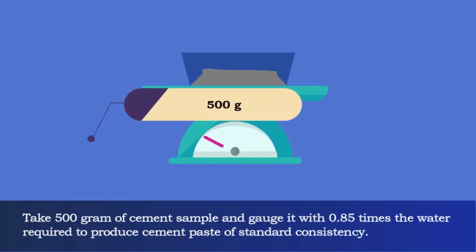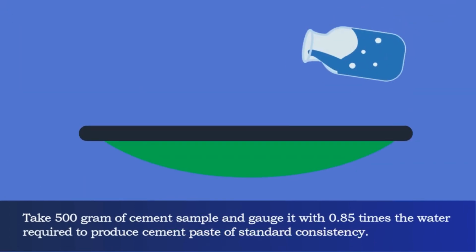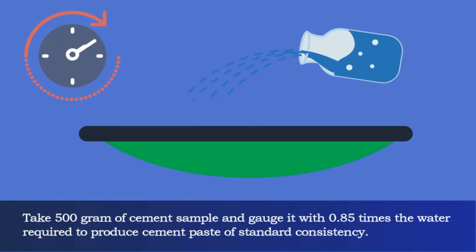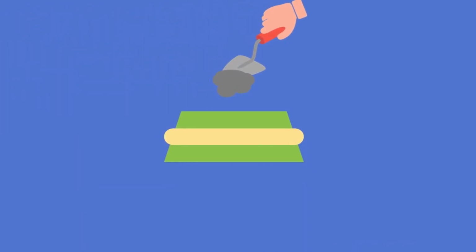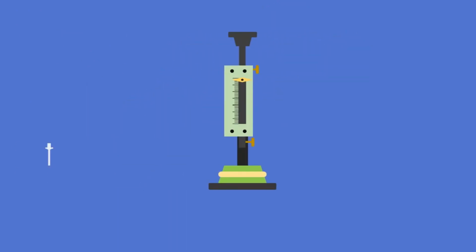So first we take 500 grams of cement sample and gauge it with 0.85 times the water required to produce cement paste of standard consistency. Once the paste is formed with 0.85 of standard consistency, then we put the paste in the Vicat mold and level it from the top. Then the Vicat mold is put in the Vicat apparatus, and then the needle is lowered and then it is released.